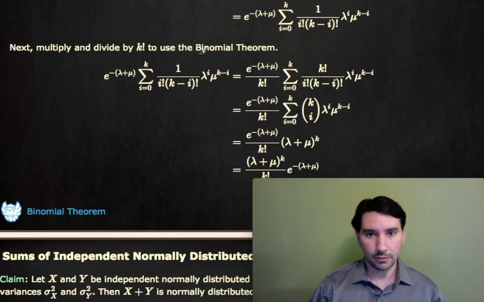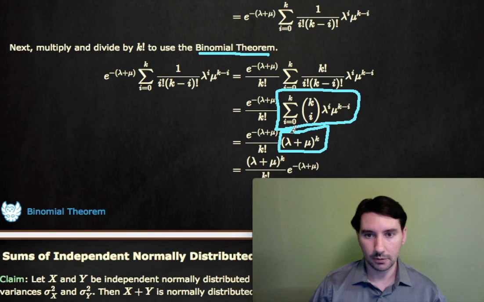So what we're going to do is use the binomial theorem after multiplying and dividing by a k factorial. Taking the sum that we ended with in the previous line, we divide by a k factorial on the outside, and then multiply by the k factorial on the inside of the sum, but these two things still cancel. I've just distributed the k factorial in the numerator through the sum. And then I'm using that k factorial divided by i factorial times k minus i factorial is k choose i. So we have the sum from i equals 0 to k of k choose i, lambda to the i, mu to the k minus i. And by the binomial theorem, that is lambda plus mu to the k.